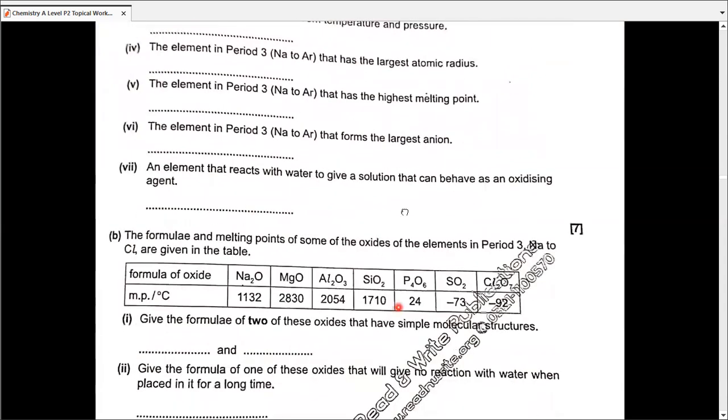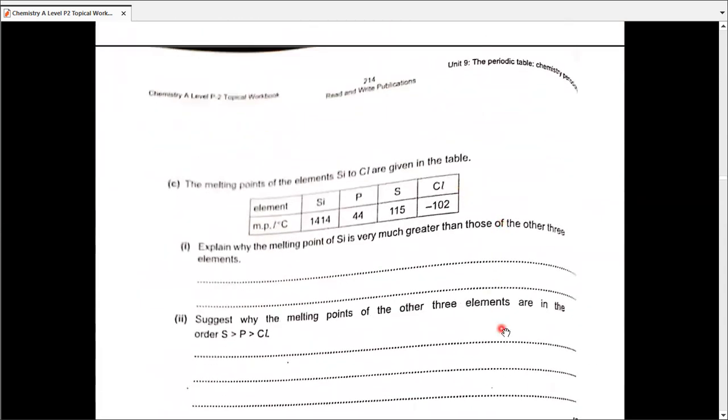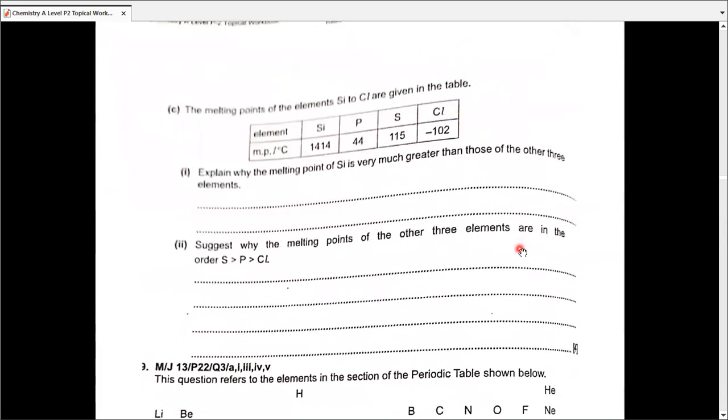So 18C, right? I just wanted to ask one thing about it. First part. Melting points of the elements Si to Cl are given in the table. Explain why the melting point of Si is very much greater than those of the other three elements. So you are talking about mentioning intermolecular forces, right? Yes, for phosphorus to chlorine, and for silicon, say that it has a giant structure, so that's why.